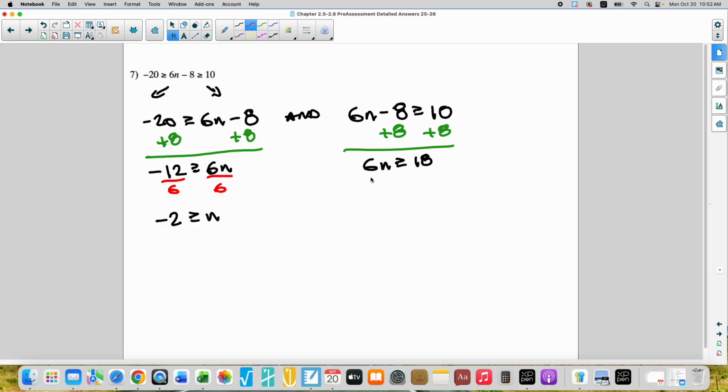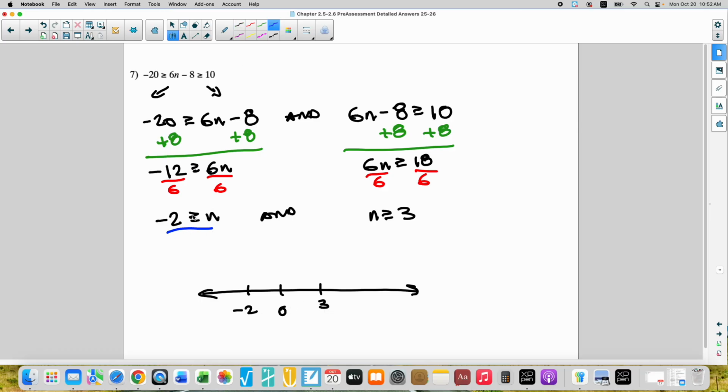We'll divide by 6. Divide by 6. N is greater than or equal to 3. And this is an and statement. That's negative 2, 0, 3. Let's do this one in blue.